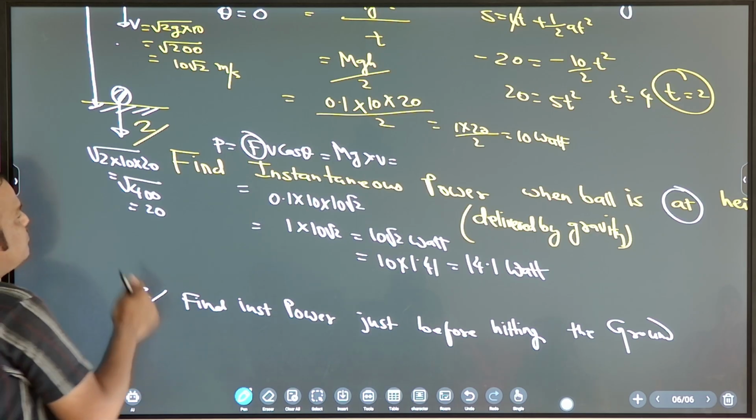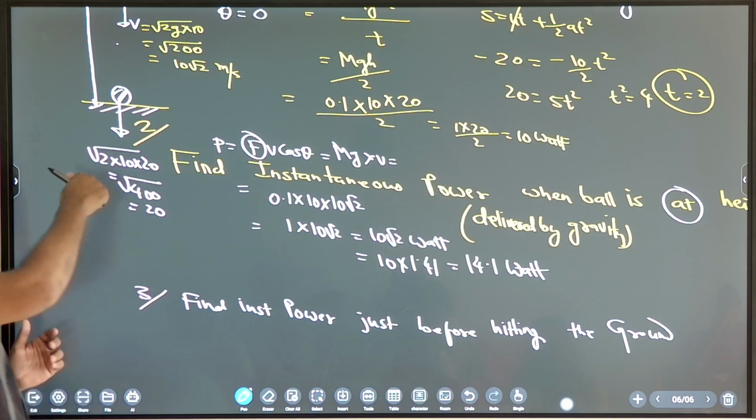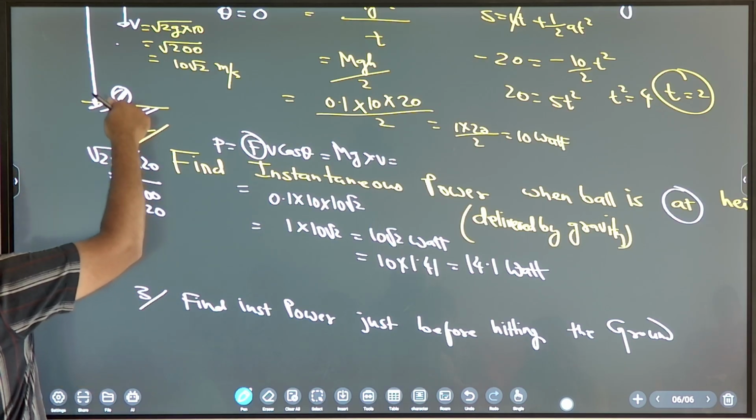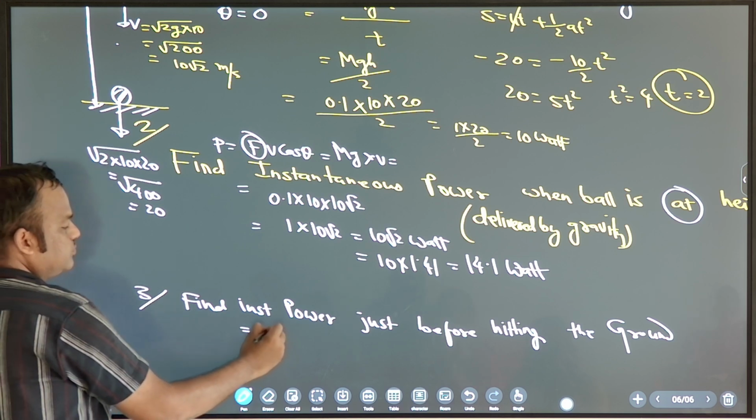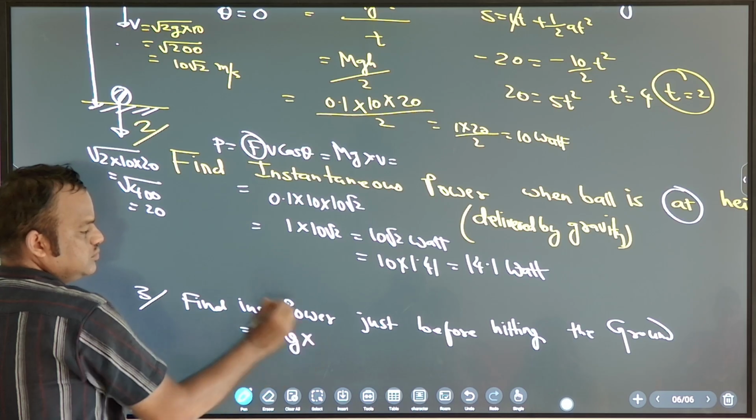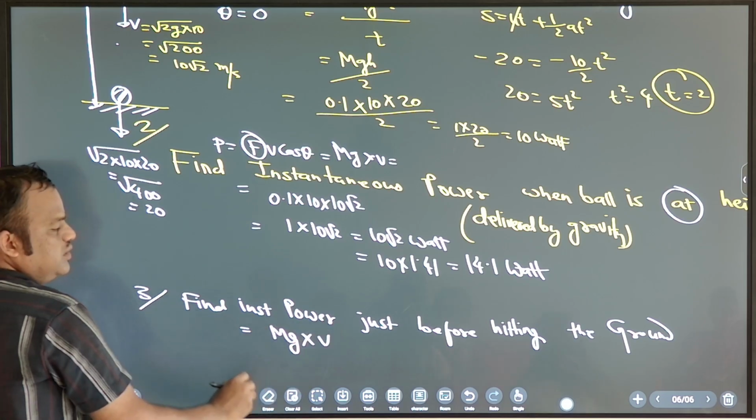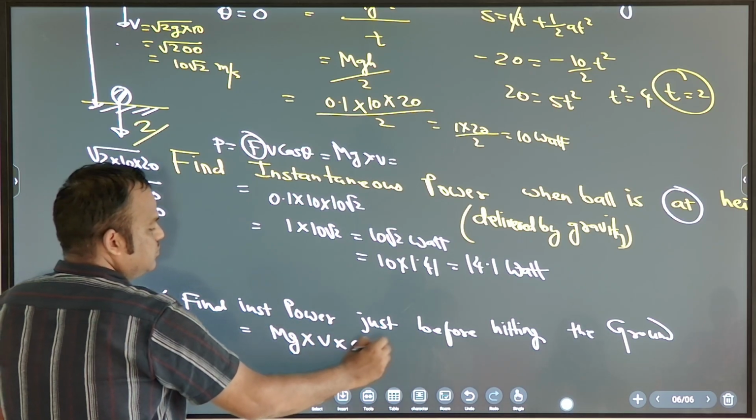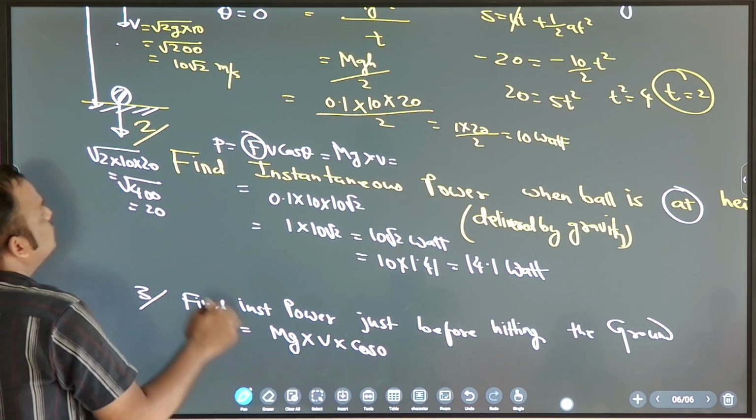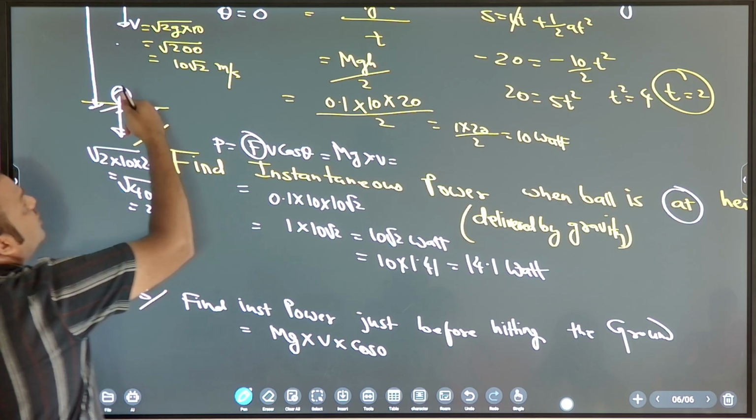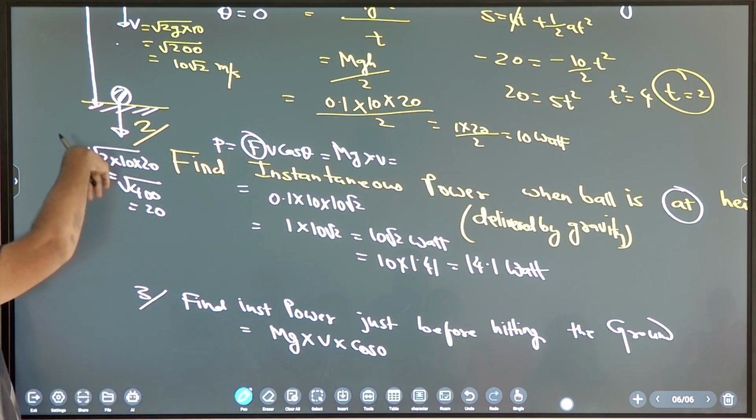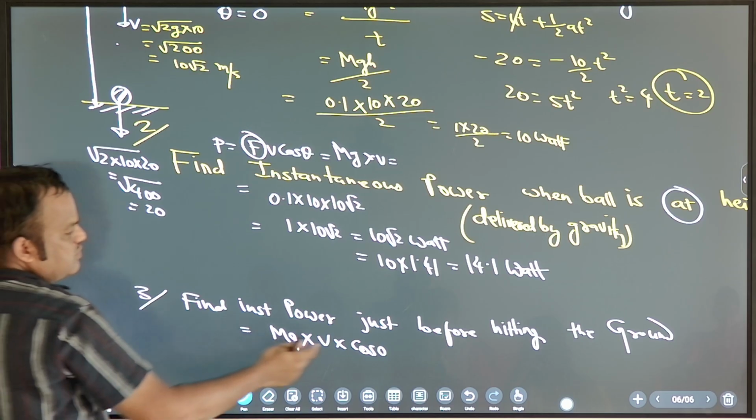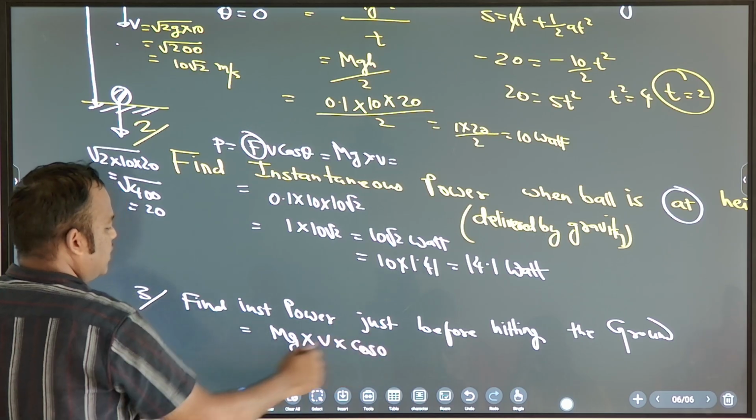So what is the speed when it is touching the ground? 20. So what is the instantaneous power? Force into velocity. Correct? Cos theta is 1, right? When it is touching the ground, what is the direction of velocity? Downward. And force? Downward. So theta is 0. Cos 0 is 1. Good.